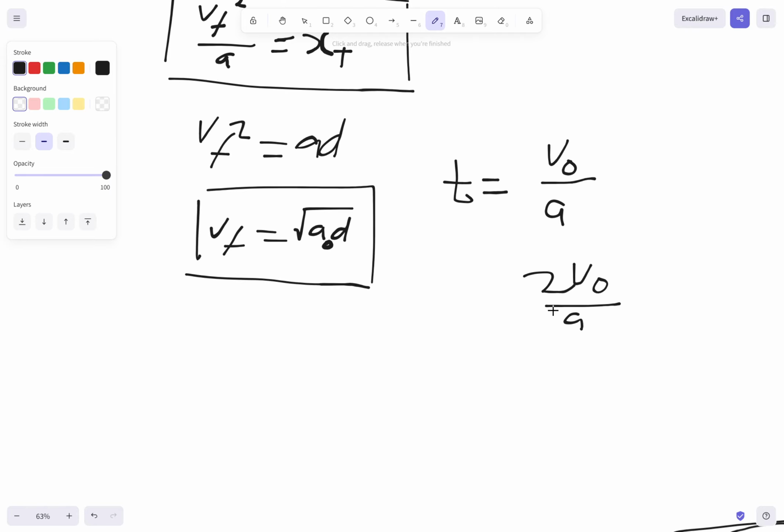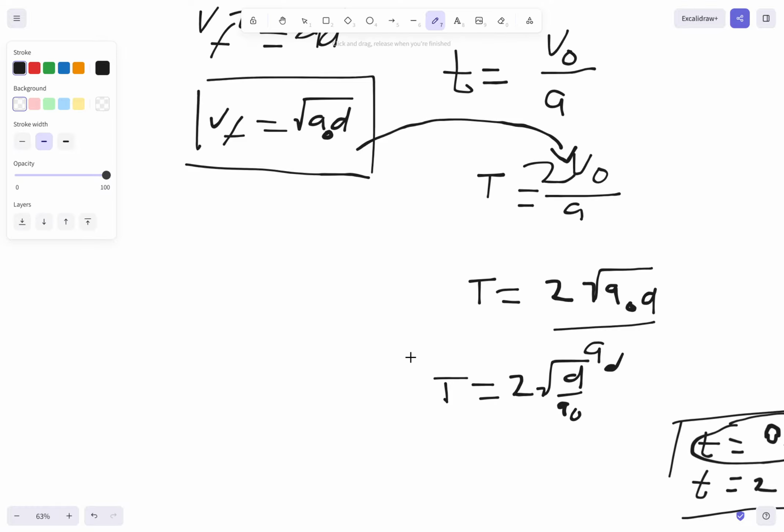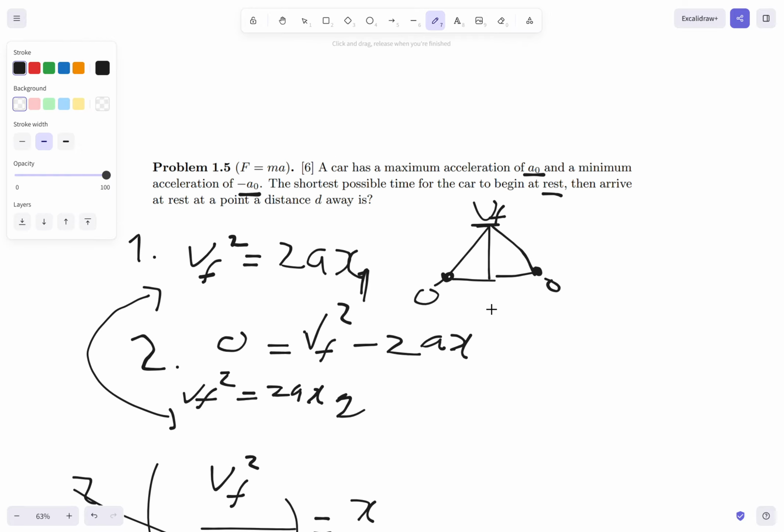Anyway, this is going to be the total time. I think you know where we're going with this. I'm going to put that in there. T equals 2 times the square root of a naught d all over a naught, and you get T equals 2 times the square root of d over a naught. So that's how you do it with pure kinematics. There's no graph.